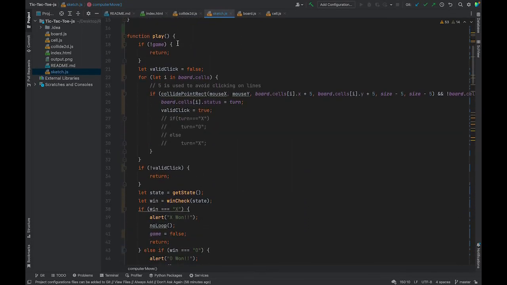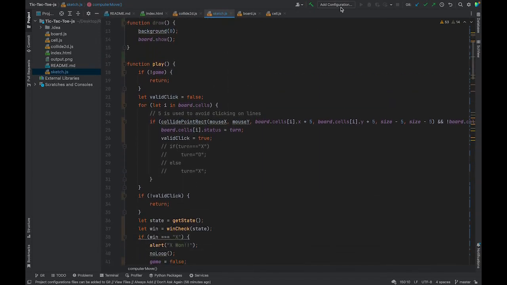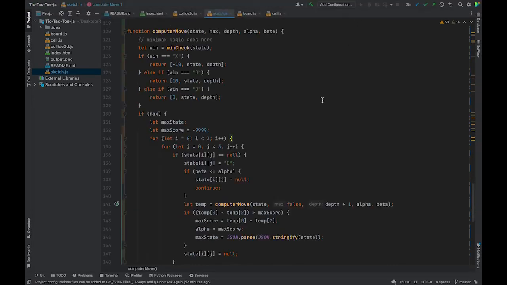So here the function play is the starting of the game, and compute move is the recursive function in this file, which is like the heart of the algorithm. It is a recursive function. So in line 141, it is going to call the function recursively until the necessary conditions are met.